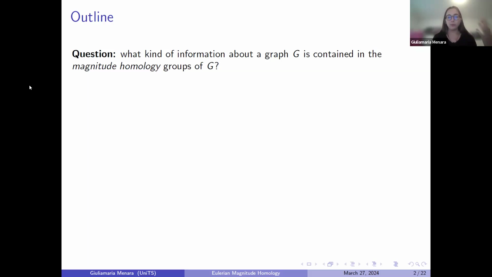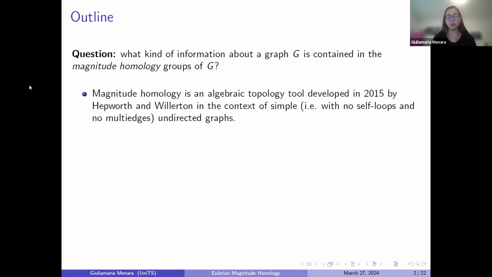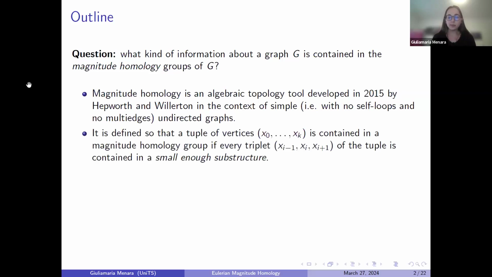Now, just briefly, to see the outline, then we're going to go through all the definitions. Magnitude homology is a tool defined in the context of simple undirected graphs. In some sense, we're going to see that a tuple of vertices is a magnitude homology generator if every triplet of consecutive vertices is contained in a small enough structure in the graph.